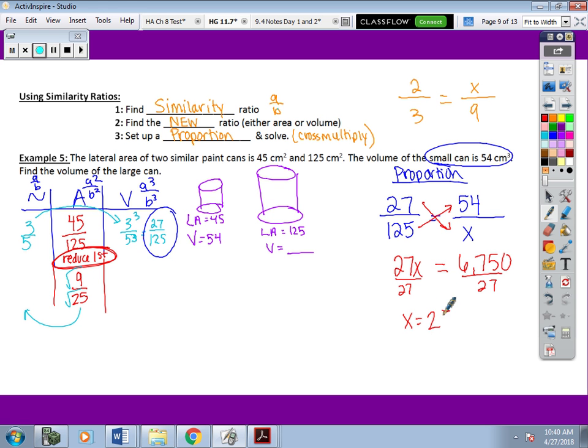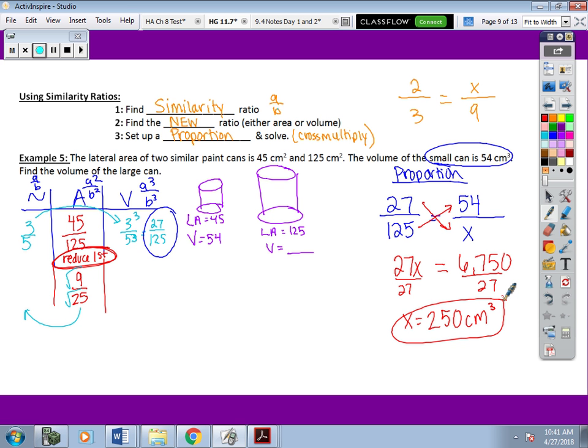And we should get 250. Now look back at the question to know what type of units we're using. This is the volume of the large can. Volume will be units cubed, so this will be centimeters cubed. So do you see how it's not as easy as just writing down the numbers and cross multiplying? You have to find the similarity ratio, find the ratio you want, and then write a proportion.